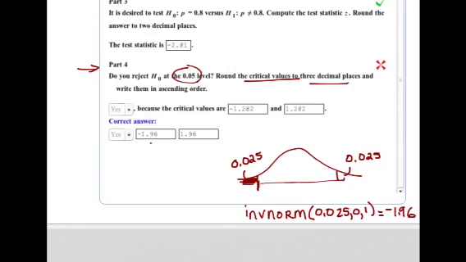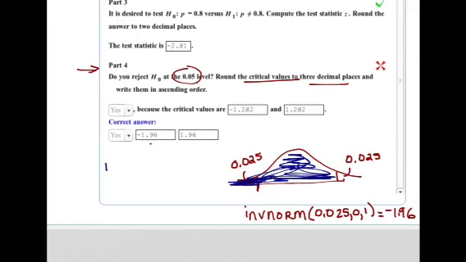And then the right critical value I can find by finding this area, which is 1 minus 0.025. So I'll do that over here, inverse norm. I can really just type it in that way, 1 minus 0.025. And I can put in the 0 and the 1 if I need to. And that gives me 1.96.